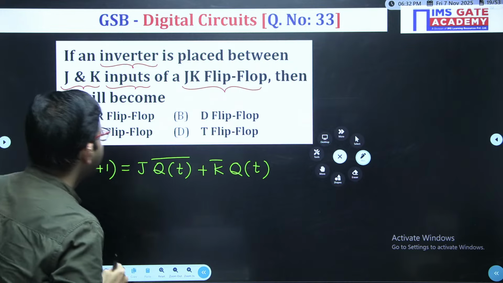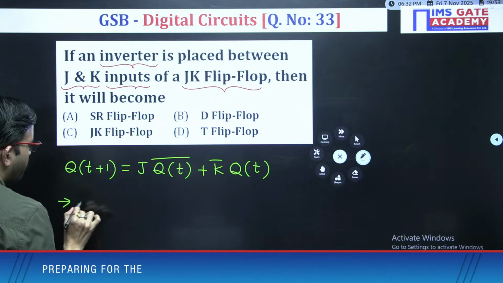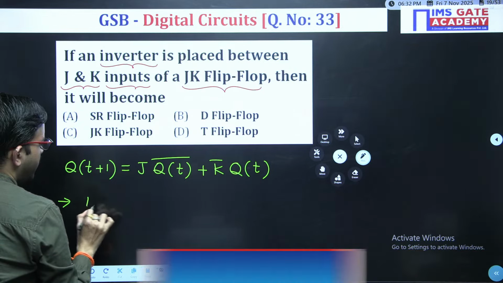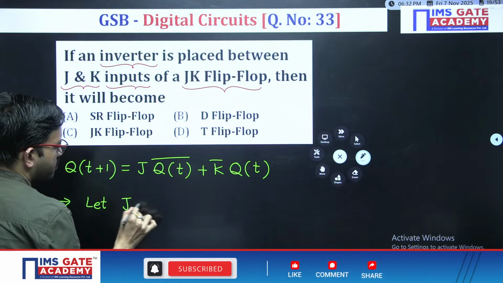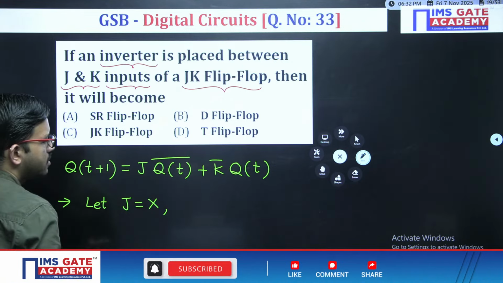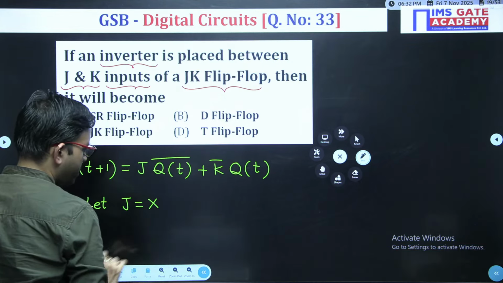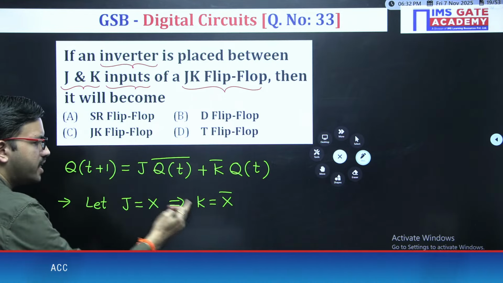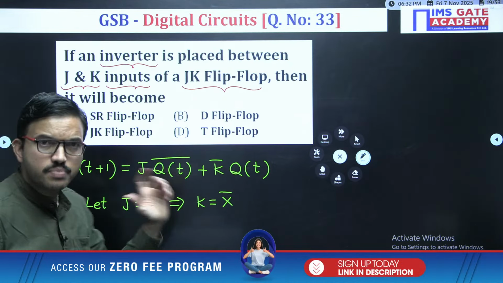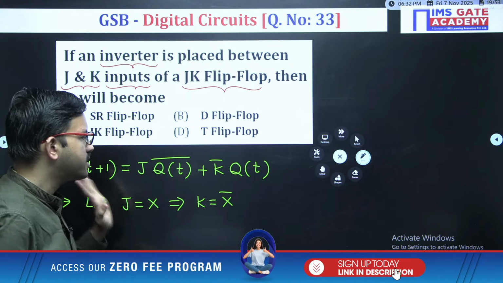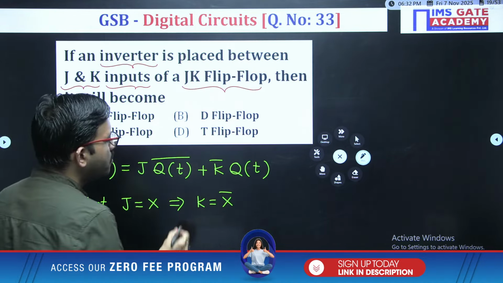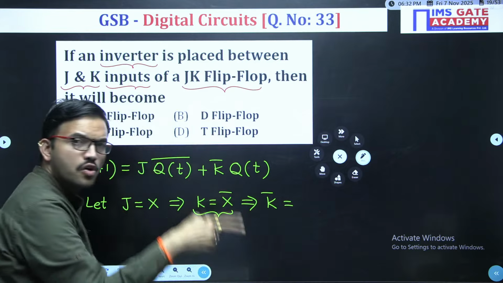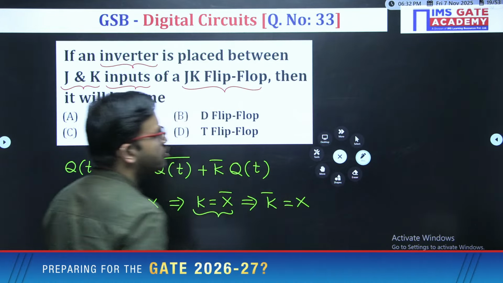Now, in this question, what they mentioned is that between the J and K inputs, one NOT gate, or inverter, is placed. So I am considering it like this. As per the context of the question, let J equal X, suppose. Let J equal X, then K will be what? X bar, because between the J and K inputs one NOT gate is placed. For the time being I labeled J as X, which means K is going to be X bar. So the moment K is X bar, what is K bar? X bar whole bar, that is nothing but X.